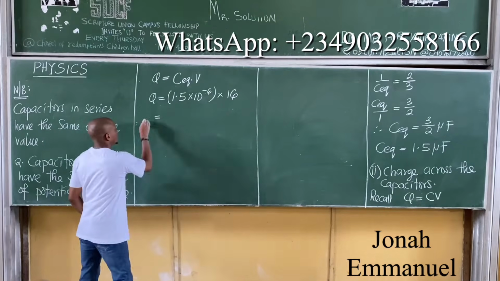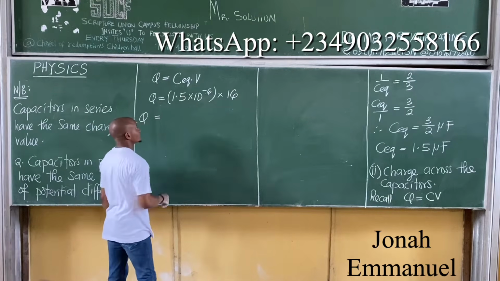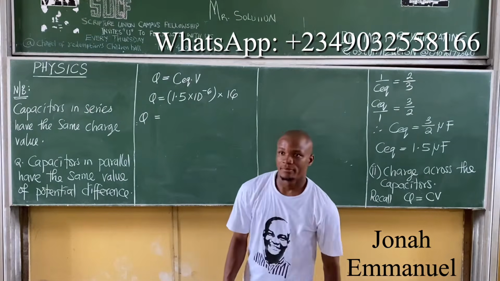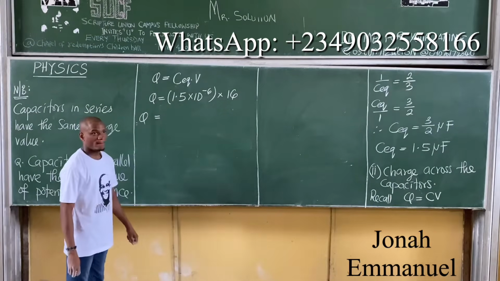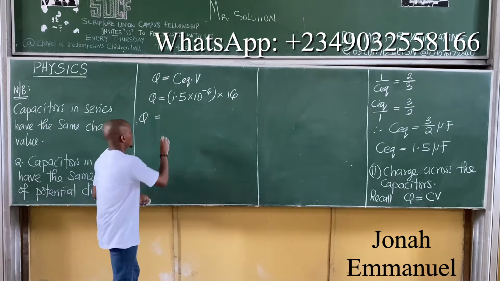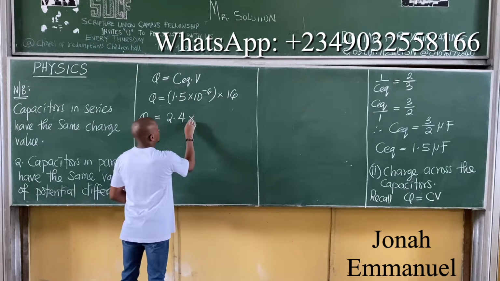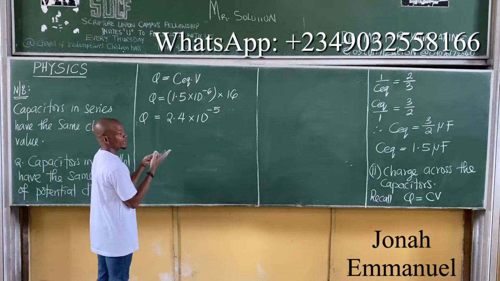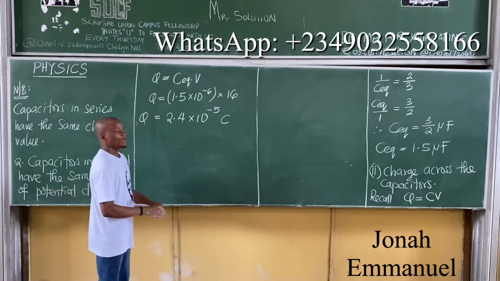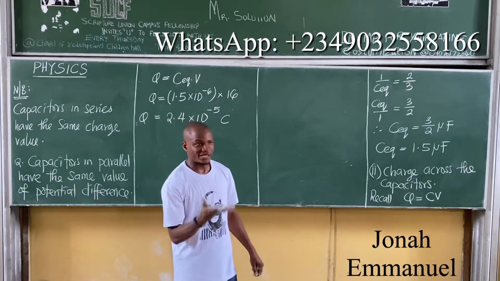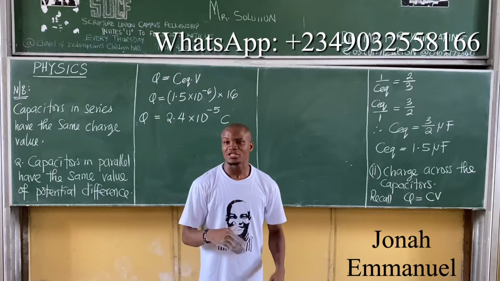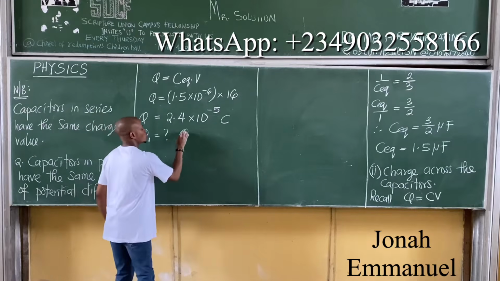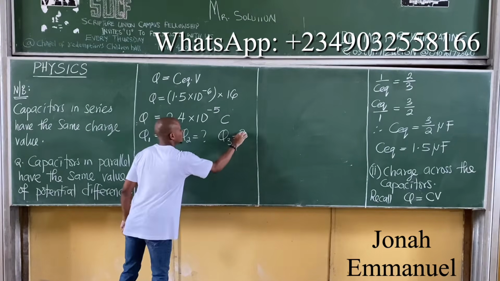Alright, please multiply this, what do you have? 2.4 times 10 to the power minus 5 coulomb. Alright, listen, I wasn't asked to find the charge. I was asked to find the charge for each capacitor. That means I was asked to find the value of Q1, Q2, and Q3.